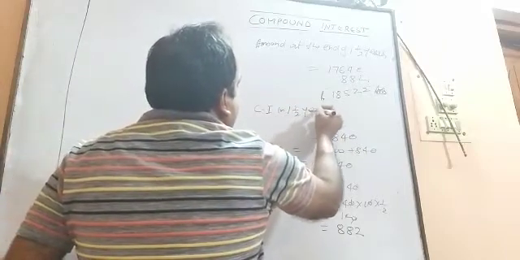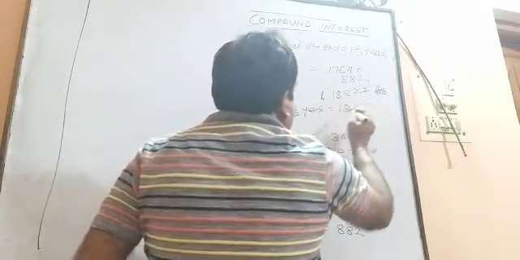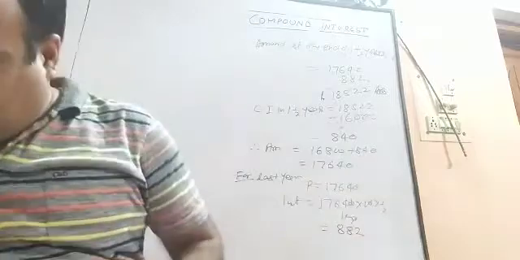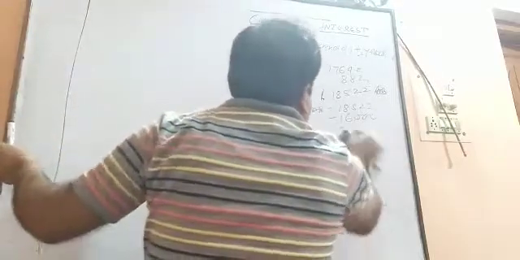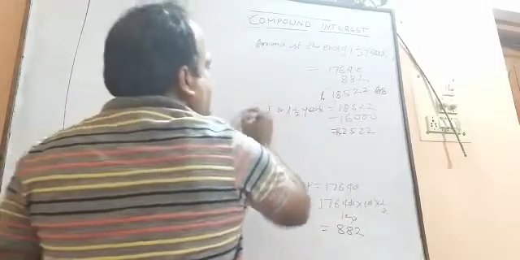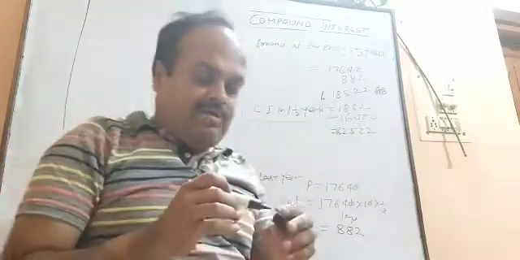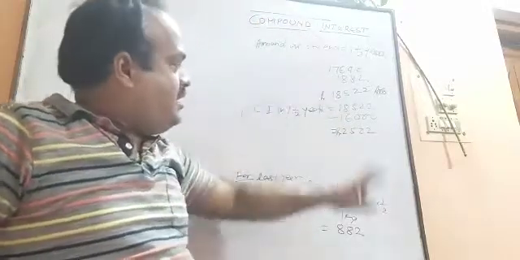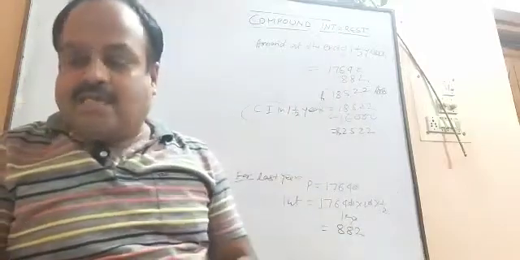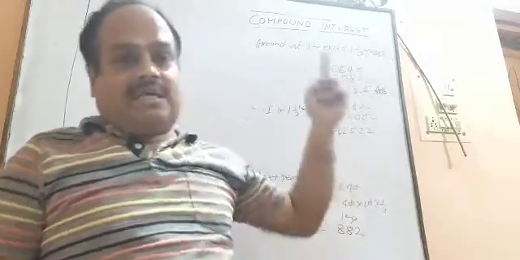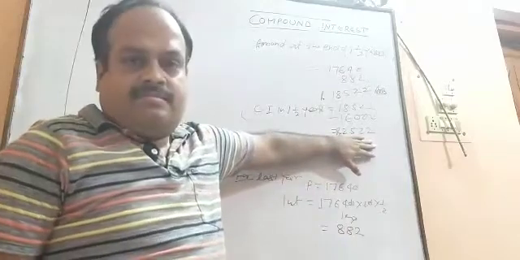Now the compound interest in 1 whole 1 by 2 years is equal to 18,522 minus 16,000, which comes as 2,522 rupees. This compound interest in 1 and 1/2 years can be calculated by one more method, by adding the interest 800, 840 and 882. So if we add the interest of first half year, second half year and third half year, the same answer will come. Thank you.